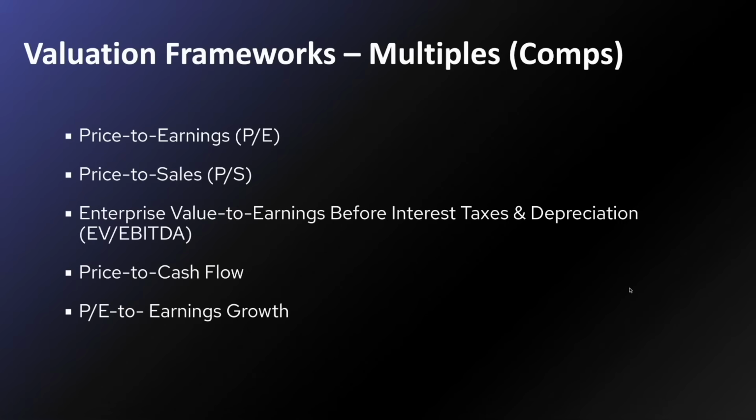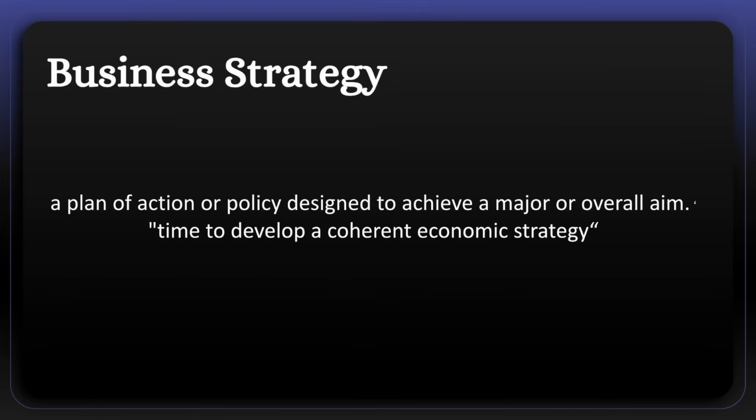All right, in this section, we'll be going over business strategy and any of the financial documents related to it. So first, what is business strategy? Well, it's a plan of action or a policy designed to achieve the major or overall aim of a company. So it's the time to develop a coherent economic strategy and the plans to ensure the future success of the company in both its goals and financial success.